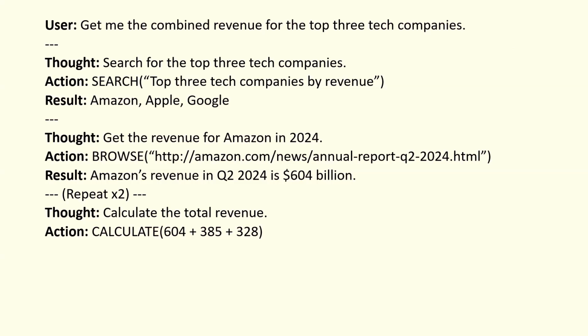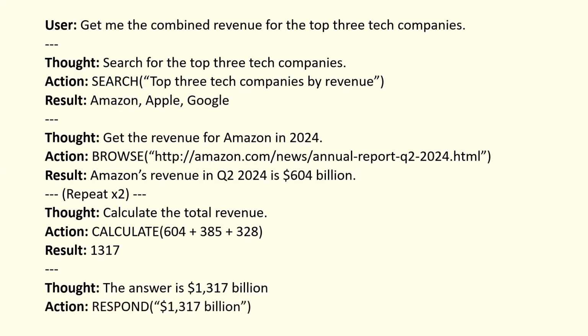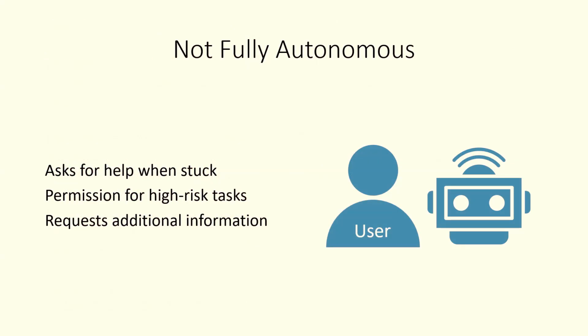It uses its built-in calculator tool to add those 3 numbers together. The result, 1317, it interprets that as the answer is $1.3 trillion, and it responds with 1,317 billion to the end user, completing the task for that user.